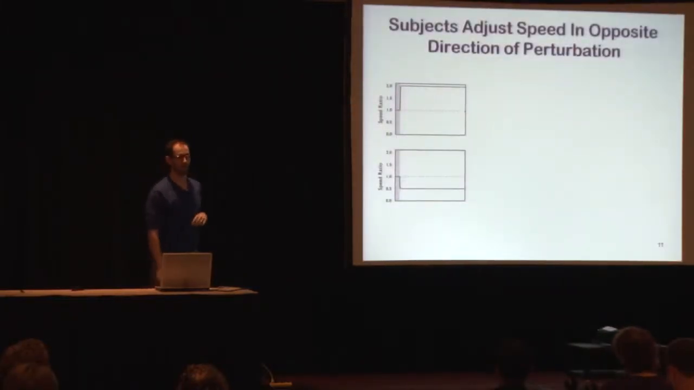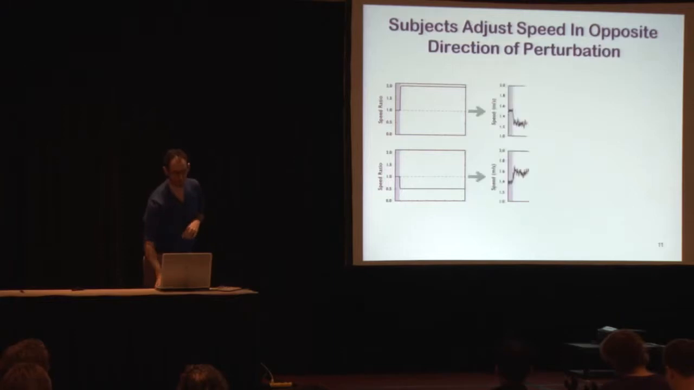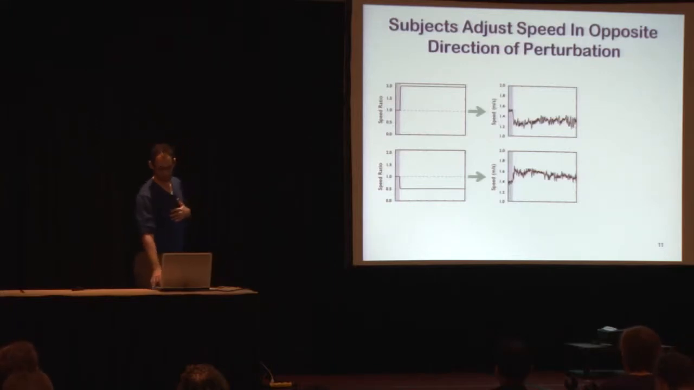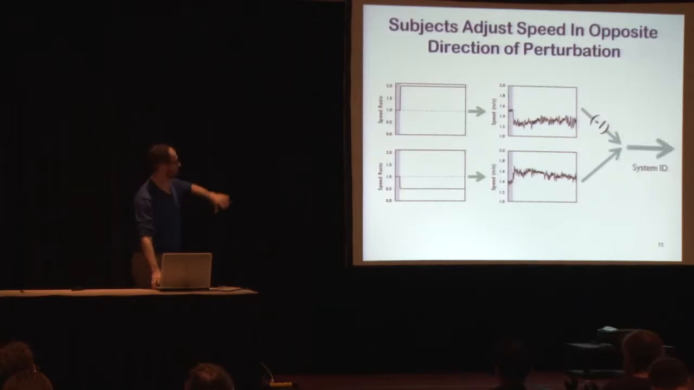Okay, so what do we see? Well, when subjects are perturbed in speed ratio, you find that when you give them the sense that they're moving faster than they are, so a higher speed ratio, they suddenly decrease their walking speed, and then vice versa for the other type of perturbation. So we want to quantify the dynamics of this, and to do that we're going to flip over the negative responses so that we can average it all together and perform some system identification.